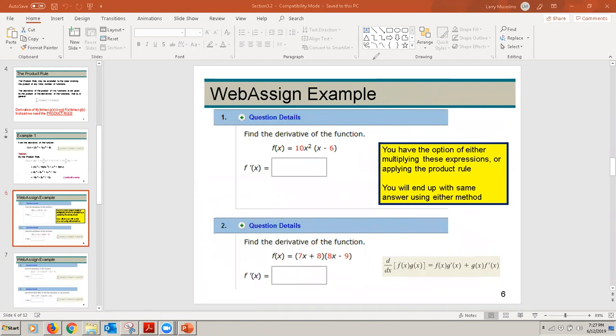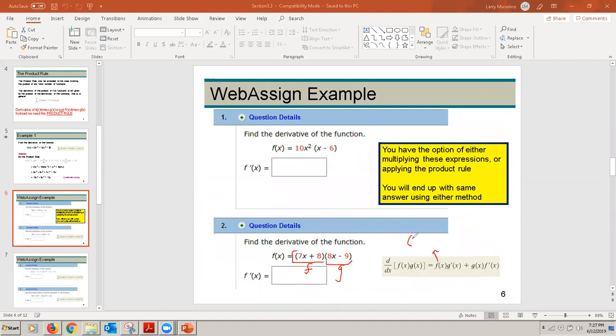But I'm going to use the product rule because I just want to get some practice on setting up the product rule. So let me call this first function f, and I'll call the second function g. So now let me plug into the product rule. Okay, so now I want to know what's the derivative. Well, I'm going to take f.